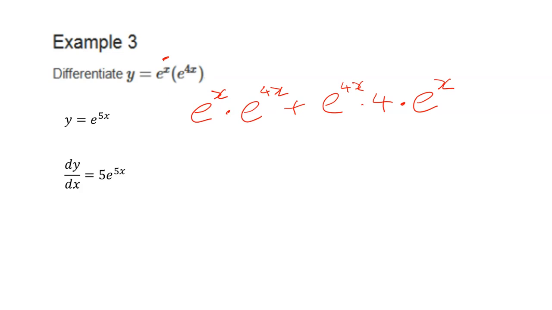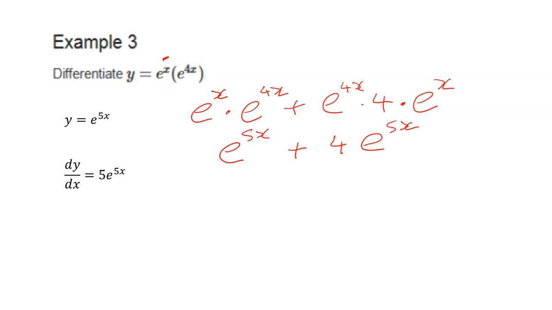Okay. So let's put these two together now. Wouldn't this be e to the 5x? Wouldn't that be what that is? Yes. And then the second one would be, again, adding these together, 4 times e to the 5x again.